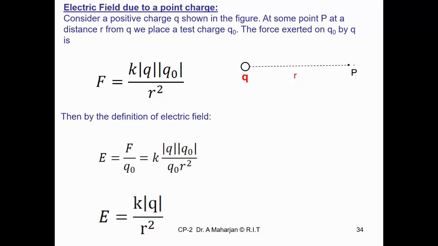First, you have to put a test charge. Remember, this q naught is a test charge at the given point P, and feel the force. And this is the force. From Coulomb's law, this is the force of attraction between these two objects. And then divide by the test charge, that's by the definition of electric field, because it's the force felt by the test charge, force over the test charge. The q naught will cancel out, and then you will end up with this formula.